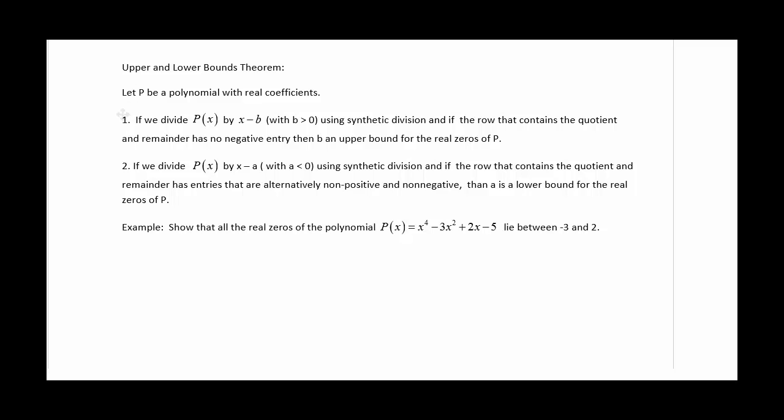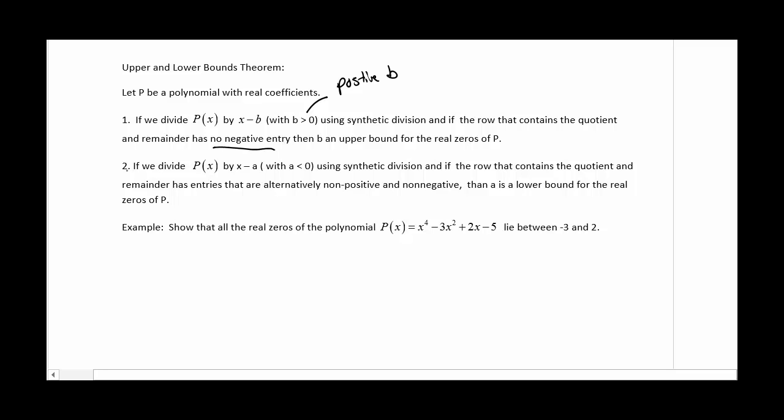So the upper part is, if I have a positive number b that we're going to use synthetic division on, and I've done synthetic division and I end up with a row of non-negative entries, then b is an upper bound for the function. But again, I'm assuming I start out with a positive number. In other words, I can only test this for things bigger than 0.